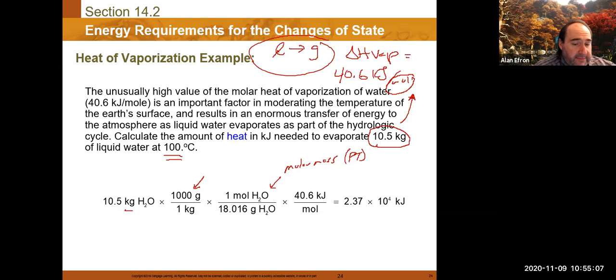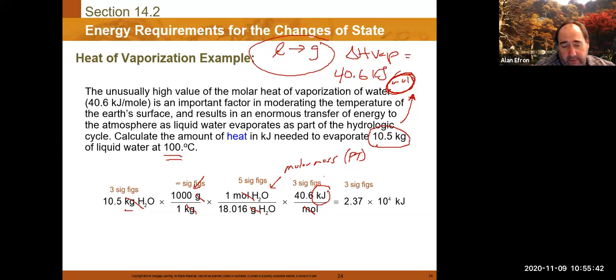To take our grams into moles. And at that point, we can use it with the molar heat of vaporization so that the moles cancel. So what we see here again, kilograms will cancel, grams will cancel, moles will cancel, and that will leave us the energy required to basically take 10.5 grams of liquid water at 100 degrees Celsius and actually convert it into 10.5 kilograms of water in the gas phase at 100 degrees Celsius.